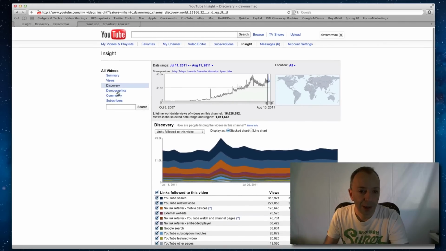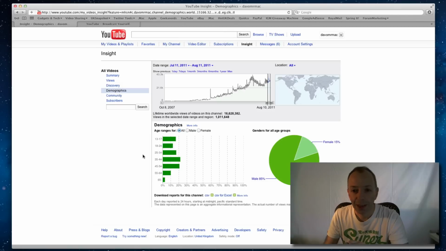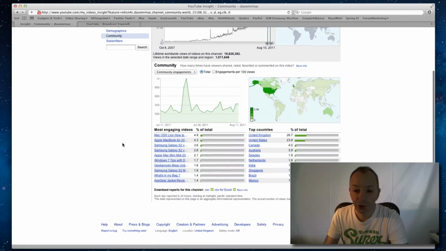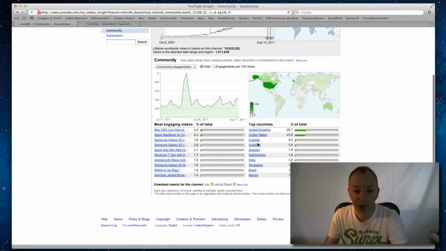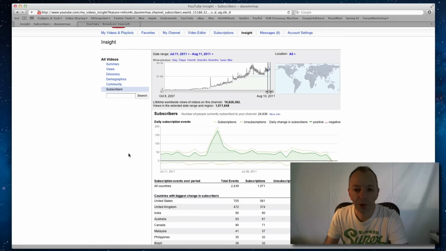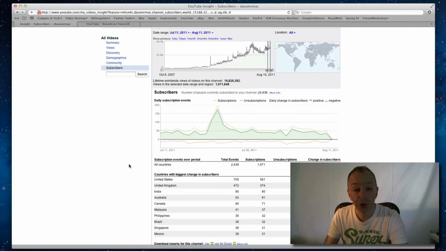We've also got a demographics tab. Again, this is just a bigger view of that summary. We've also got a community tab, which shows you different countries and what percentage of your views are coming from those countries. So again, useful information. And we've also got information about your subscribers. And this is both new subscribers and subscribers that have unsubscribed from your channel.